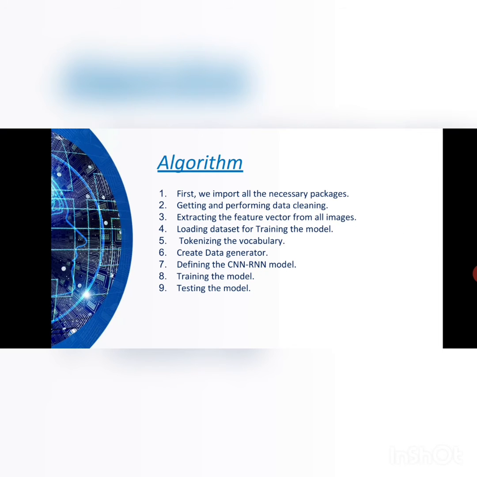In the first step, we imported our necessary packages. The next step is data cleaning, where we converted all the uppercase letters to lowercase letters. In the third step, we extracted the feature vector from all the images. Next, we train our model using the Flickr 8K dataset. Then we created a vocabulary and tokenized the vocabulary. Then we define our model and train the model. Last step, we test our model with our input images.